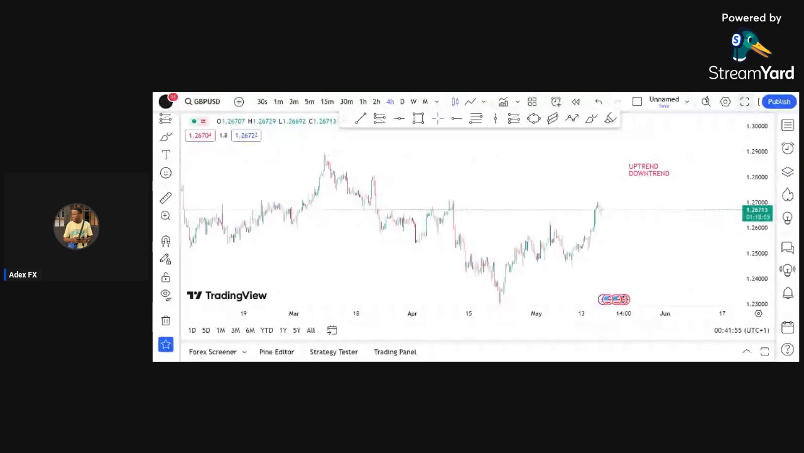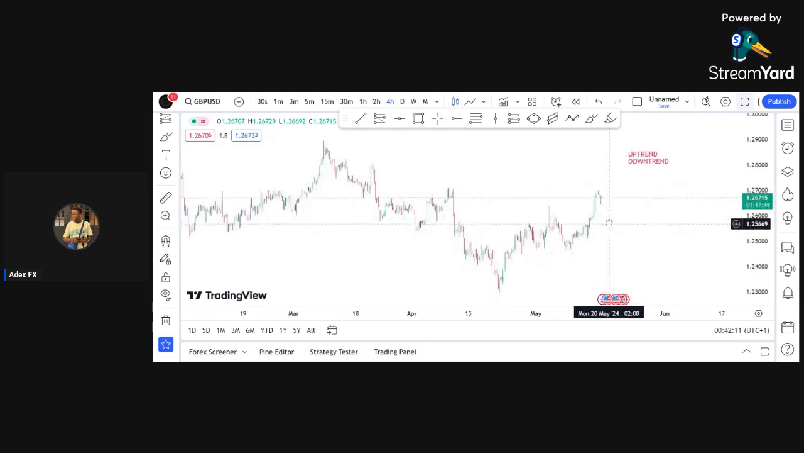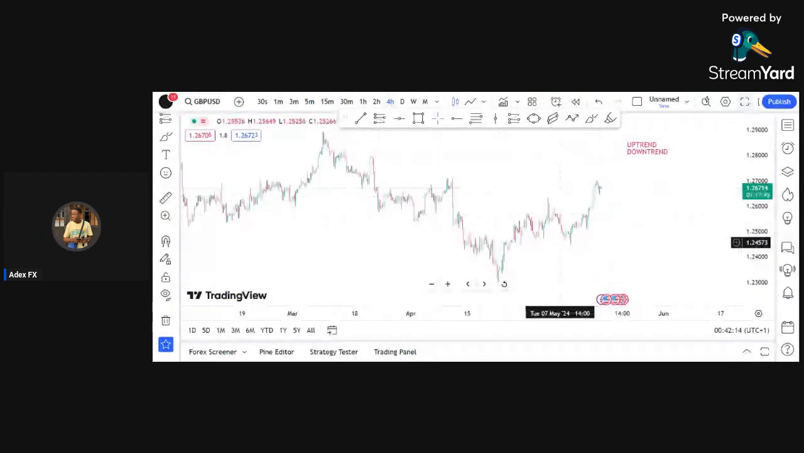When I'm talking about the uptrend, just as the name sounds, the market is going to the upside. And when we're talking about the downtrend, the market is coming to the downside. That is, the market is moving in ascending order and descending order. So let's do that on the chart now. Don't forget we're on the 4 hour time frame. You can do this on any time frame.